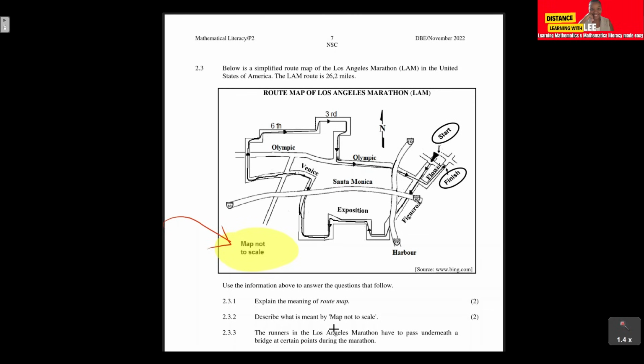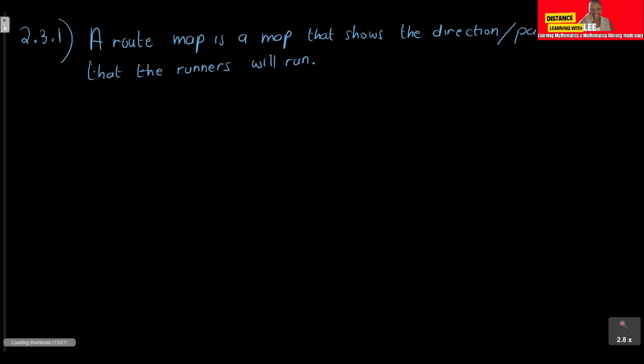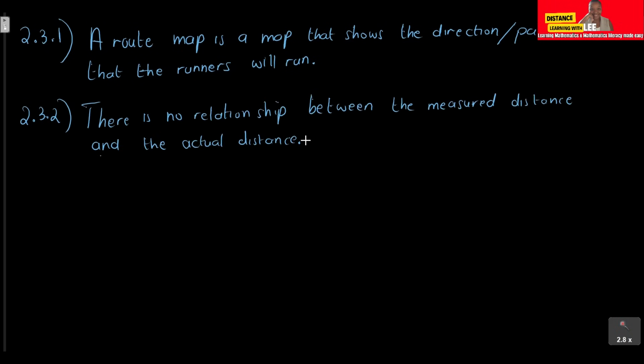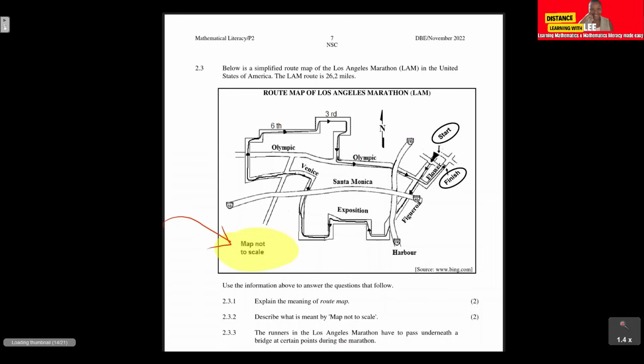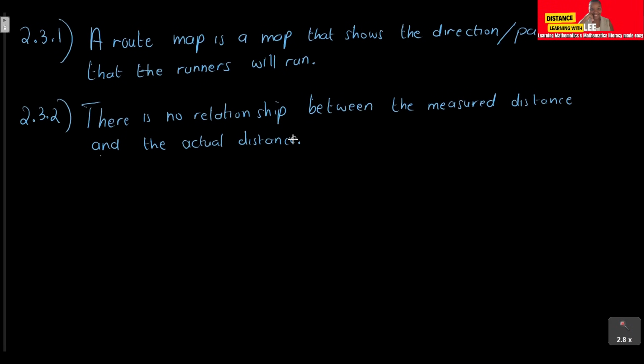So to describe what is meant by a map not to scale, you can just say that there is no relationship between the measured distance and the actual distance, because no scale is given. For question 2.3.2, we can just say there's no relationship between the measured distance and the actual distance on the ground.